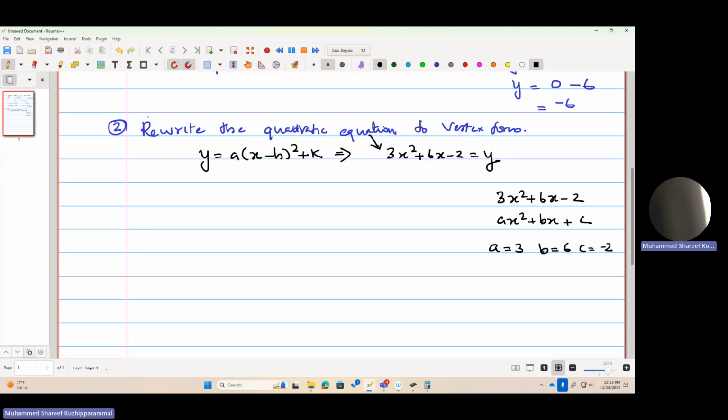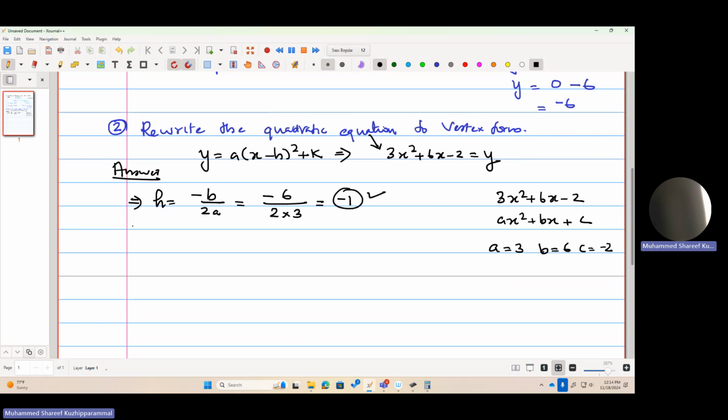And to convert this into this form, you have to remember one thing: h = -b/2a. You have to memorize this formula, h = -b/2a. So -b is how much, student? Here b is 6, divided by 2a, where a is 3. So -6/6 is how much? -1. So this is your h.